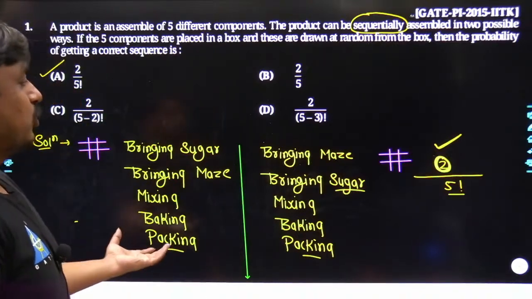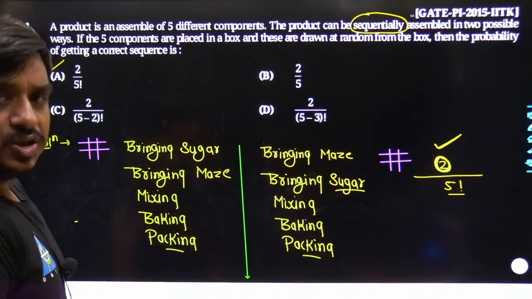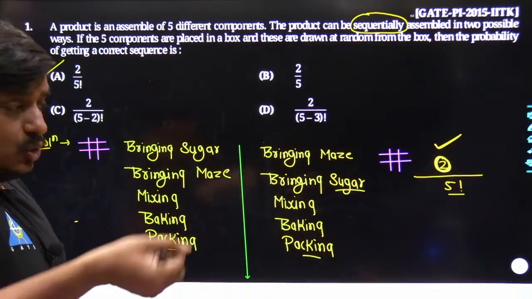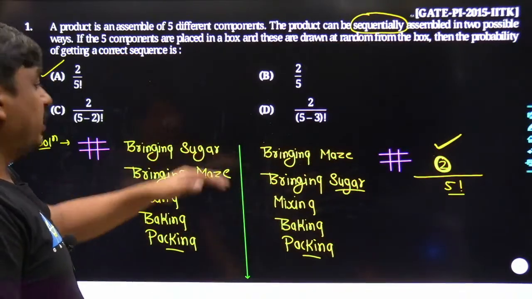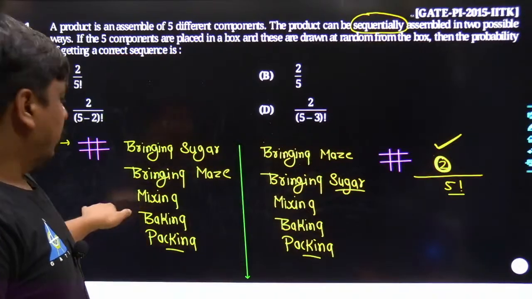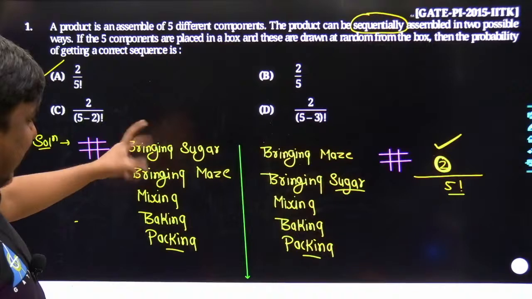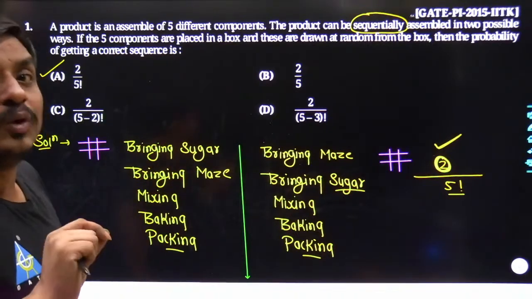The same process would go for the production of Parle-G also. If I say Parle-G requires 5 different steps to get produced, what are they? Bringing sugar, bringing maize, then mixing, then baking, then packing. May I know their sequences, can they be altered? Yes or no? No, it can't be altered.